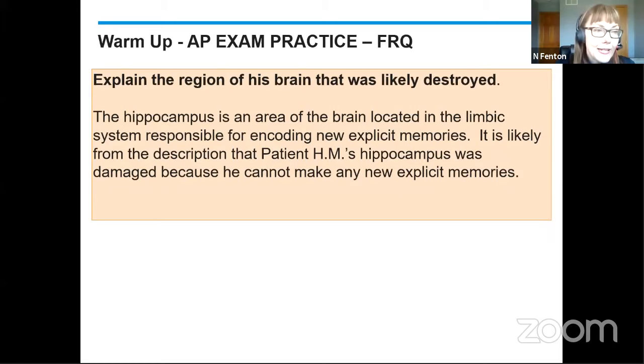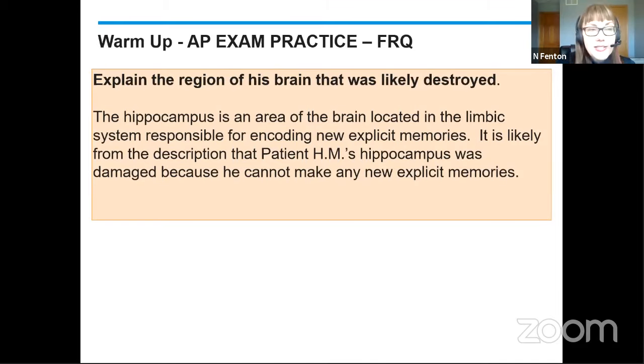Okay, point 3, explain the region of the brain that was likely destroyed. So because he can't make new memories, patient HM likely, and this is actually what did happen, had damage to his hippocampus, which is a limbic system structure that encodes new memories. Now, HM could learn new skills, right? So skills are implicit memories, like procedural memories for how to do something.